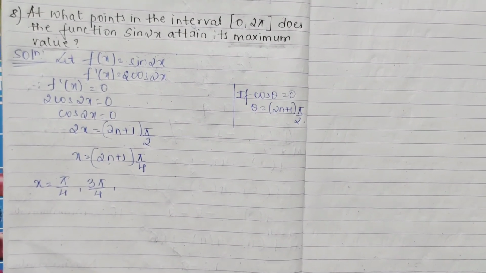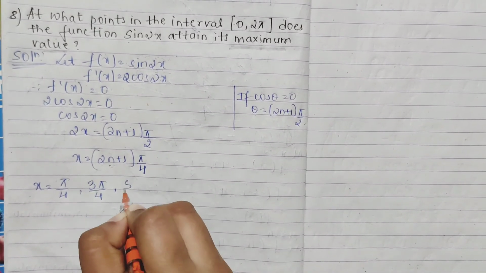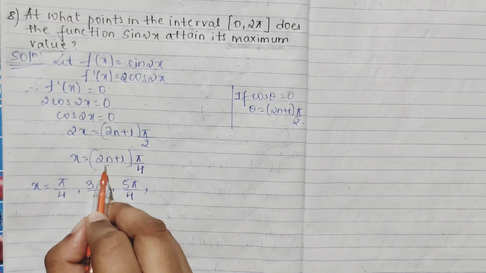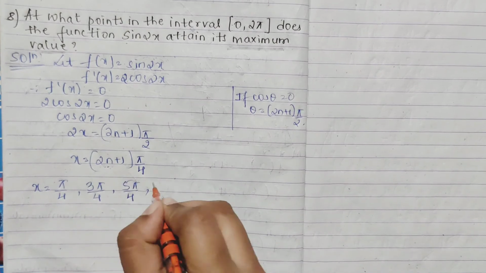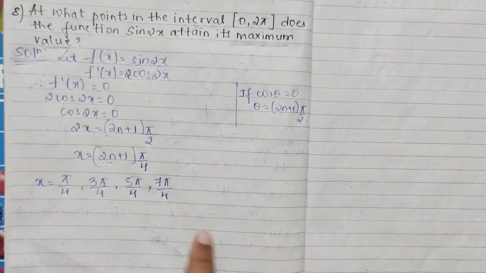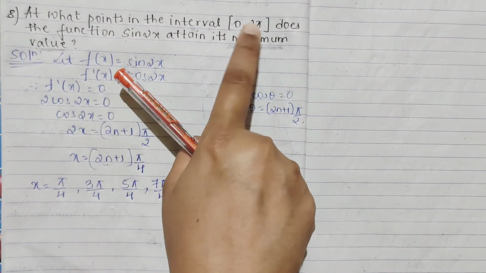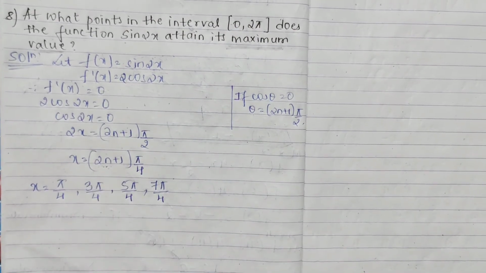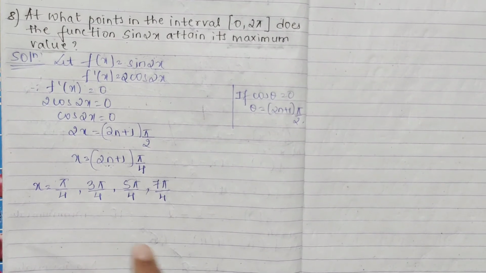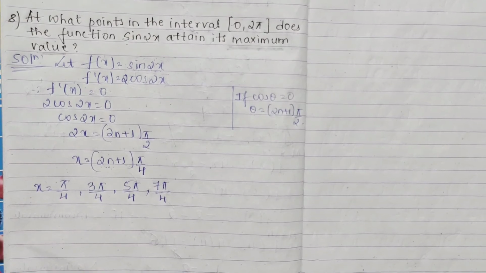Then what will you get? n is equal to 2: if you put 2, 2 times 2 is 4 plus 1 is 5, so you will get 5 pi by 4. 5 pi by 4 also lies within this. If you put 3, 3 times 2 is 6 plus 1, 7. 7 pi by 4 also lies within 0 to 2 pi. If you put 4, you will get 9 pi by 4, and 9 pi by 4 doesn't lie. This is 0 to 360 degrees, right? When you put 9 pi by 4, it extends beyond 360, so you can't consider that. So we have got our critical points: pi by 4, 3 pi by 4, 5 pi by 4 and 7 pi by 4.